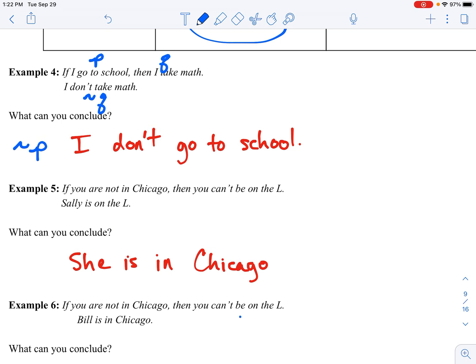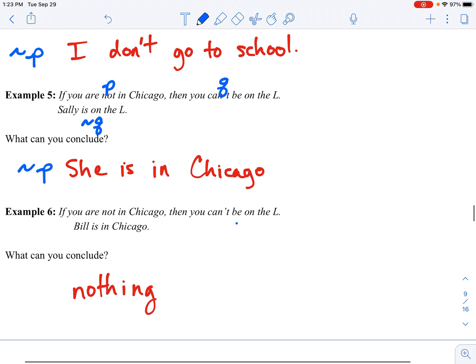If you are not in Chicago, then you can't be on the L. Sally is on the L. So this is the P, this is the Q. Sally is on the L, which contradicts the Q. That is not Q. So what does that mean? Not P. That means that she is in Chicago, because the original statement says she's not in Chicago. So this negates that. She is now in Chicago.